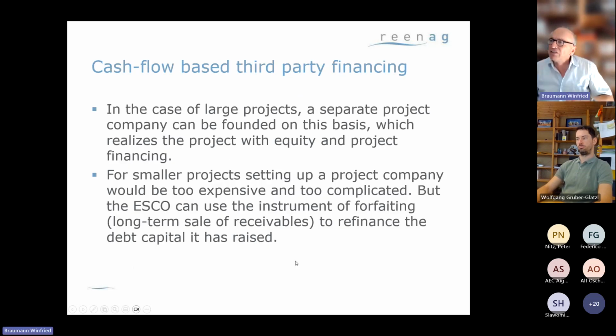So in the case of a large project, a separate project company can be founded on this basis, which then can implement the project with equity, debt, and project financing structures. An SPV can do this, but also, of course, the ESCO can do this as a third company.